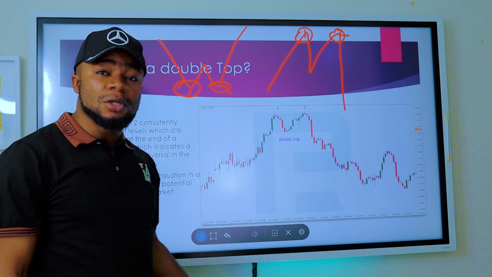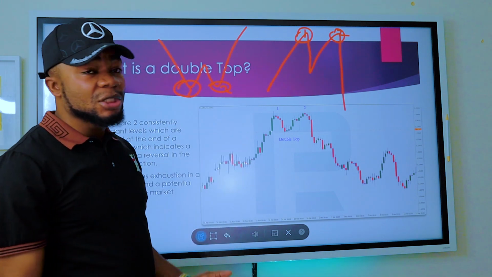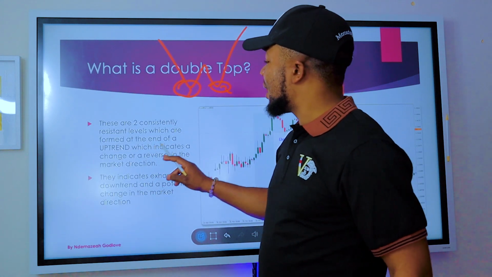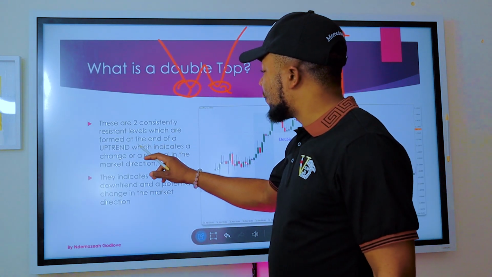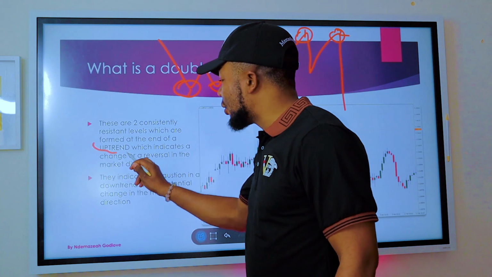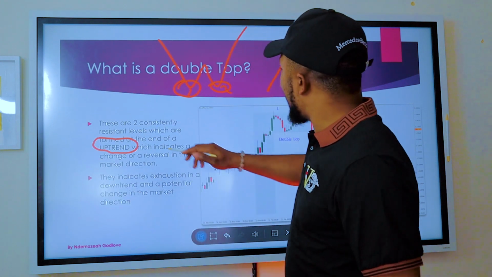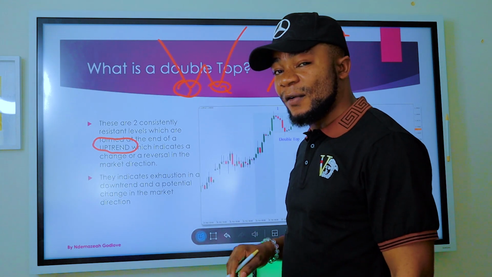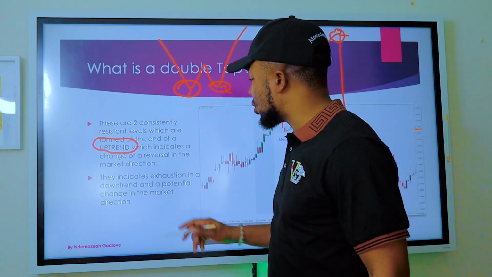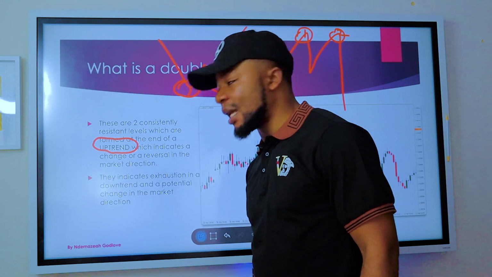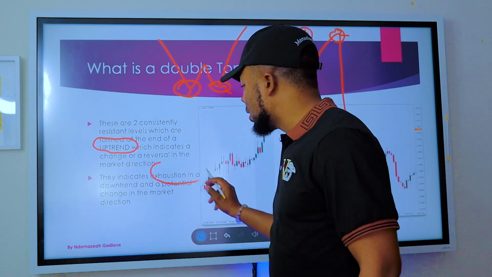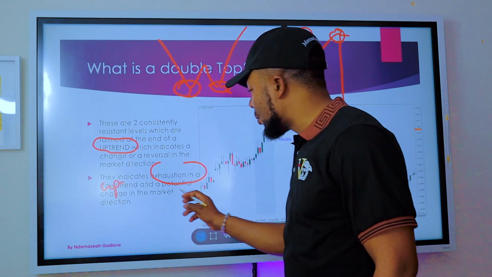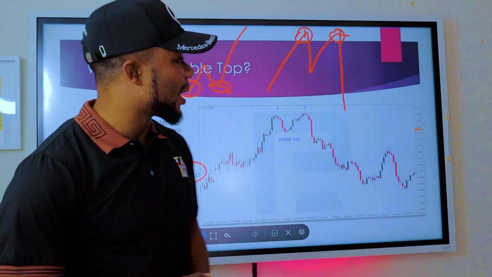There is no other explanation you can give because the double top is just the opposite of the double bottom. You can see here they say these are two consistently resistant levels which are formed at the end of an uptrend. So the market is going up, then at the end of that uptrend you see that pattern forming. It means the market has changed direction. They indicate exhaustion in the uptrend and a potential change in the market direction.